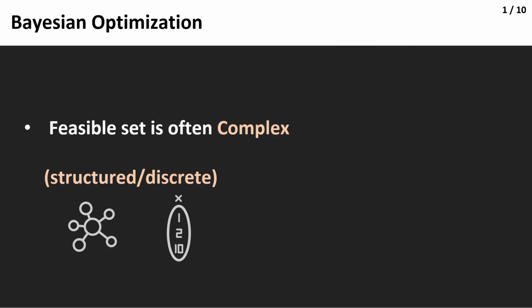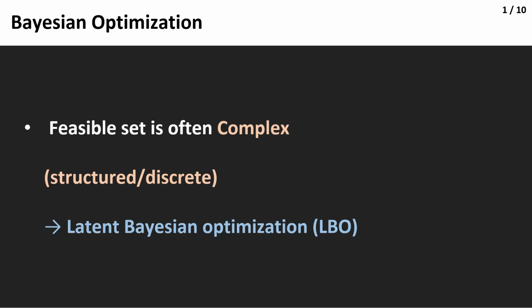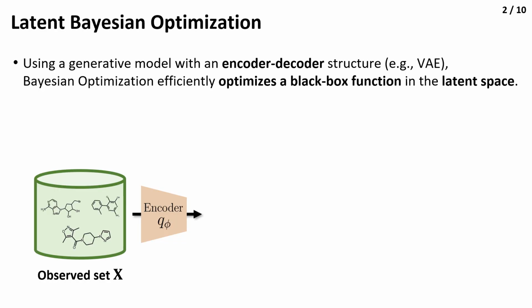But in many real problems, the feasible set is often complex, like structured or discrete. In that case, latent Bayesian optimization can be a solution. Latent Bayesian optimization performs Bayesian optimization within the latent space. For this, we use a generative model like a VAE to map inputs into the latent space. The figure is the overall process of latent Bayesian optimization.